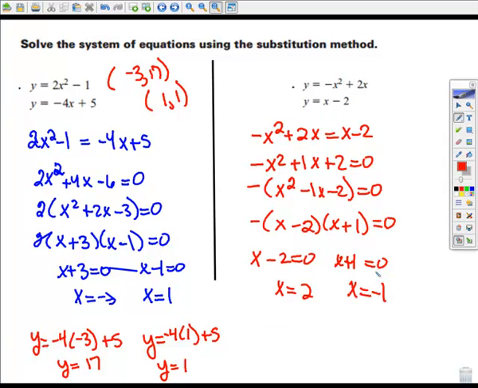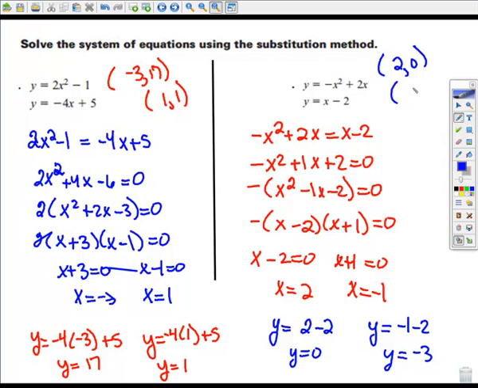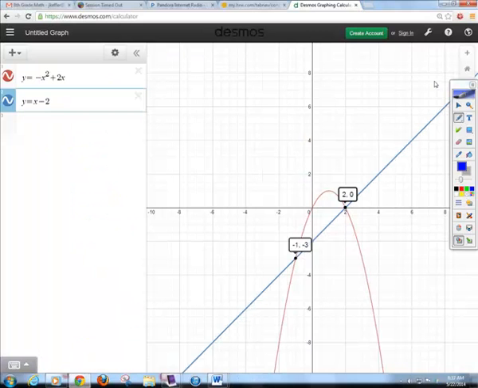Again, we plug them in to find the y value. So y is going to equal 2 minus 2, or 0. Y is going to equal -1 minus 2, which is -3. So my answer is 2, 0, and -1, -3. And I have put this on Desmos so that you could see it. So here it is on Desmos, and notice all I did was in my y1 equation I just typed in the -x squared plus 2x, and then the second one I typed in y equals x minus 2, and they're crossing here at 2, 0, and they're crossing here at -1, -3.